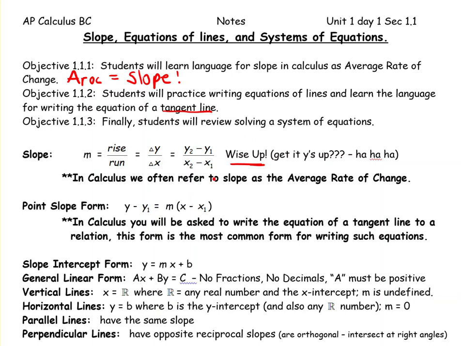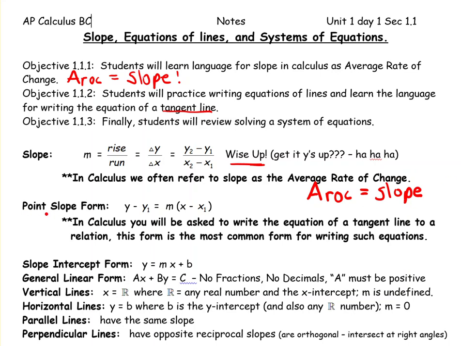In calculus, we will often refer to slope as the average rate of change, AROC equals slope. You might be wondering why I'm writing this twice now. This comes up so much in the class, and every time it comes up, you're going to think, oh, how do I find the average rate of change? And I'll say, it's just back to that old slope formula from Algebra 1.